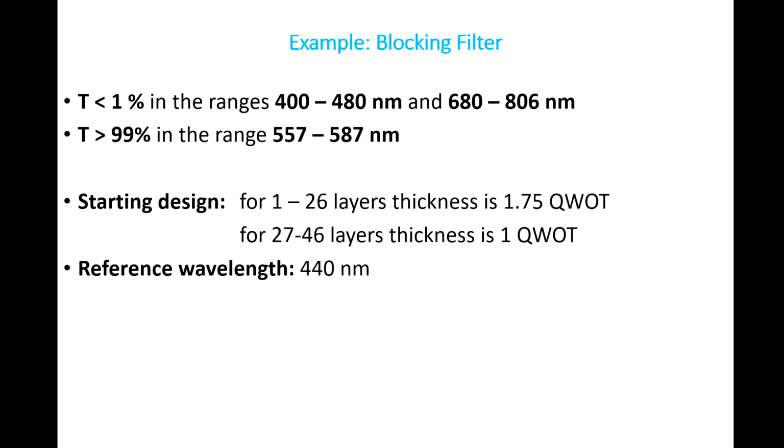Let's consider one design example. It's designing of the blocking filter. We have two low transmittance zones, from 400 nanometers to 480 nanometers and from 680 nanometers to 806 nanometers, and one high transmittance zone, from 557 nanometers to 587 nanometers. Let's look at how OptiLayer will deal with this complicated design problem.